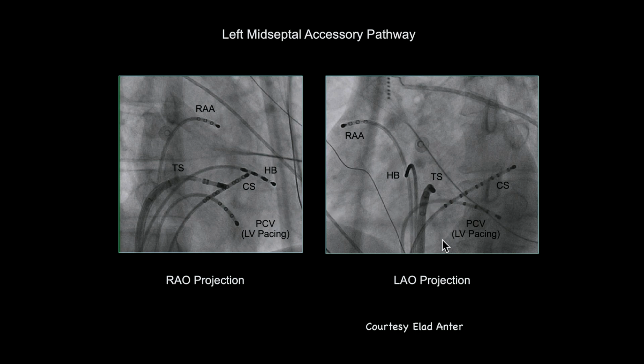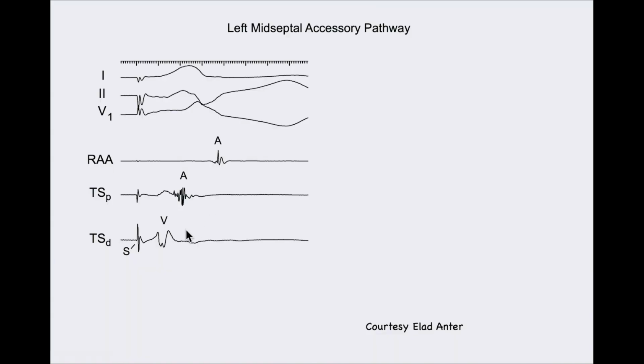And so we're going to be pacing the ventricle, looking retrograde, and the distal bipolar electrode is going to be on the ventricular side of the annulus. So the annulus is probably located somewhere around here, and the proximal pair is going to be located in the atrium. So here is the electrogram.